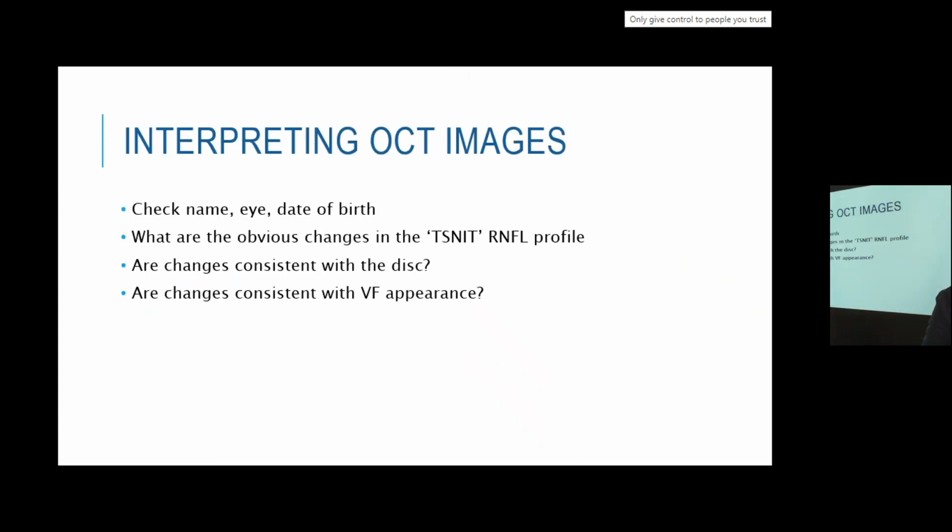Okay, so we have our 3 parameters. Now we need to start practicing and reading some OCTs. First, we need to check the name, the eye, and the date of birth. And then we should ask what the obvious changes in the retinal nerve fiber layer profile are. Are the changes consistent with the disc, and are the changes consistent with the visual field appearance?